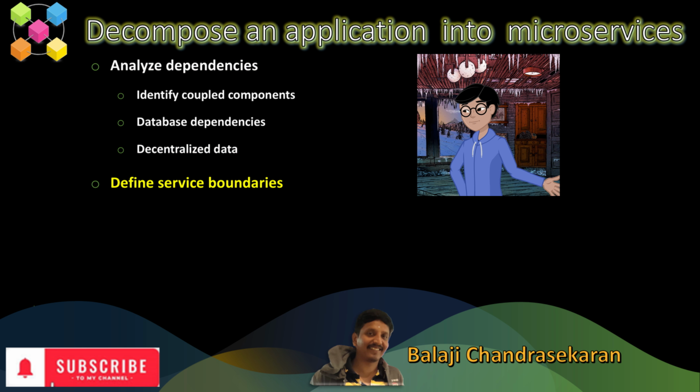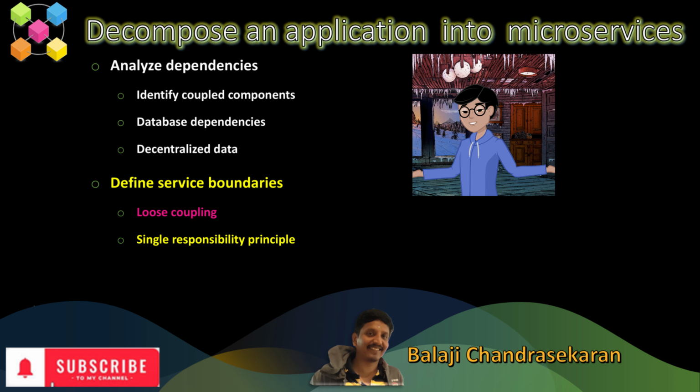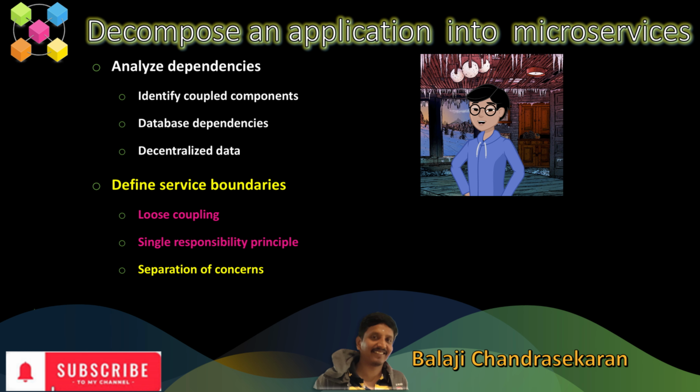Define service boundaries. Services should be loosely coupled, meaning that each service should be as independent as possible. Changes in one service should not necessitate changes in others. Each microservice should do one thing and do it well. For example, a payment service should only handle payment processing, not user management or notifications. Ensure that each microservice handles a single concern or functionality. Services with overlapping concerns tend to result in tightly coupled systems.